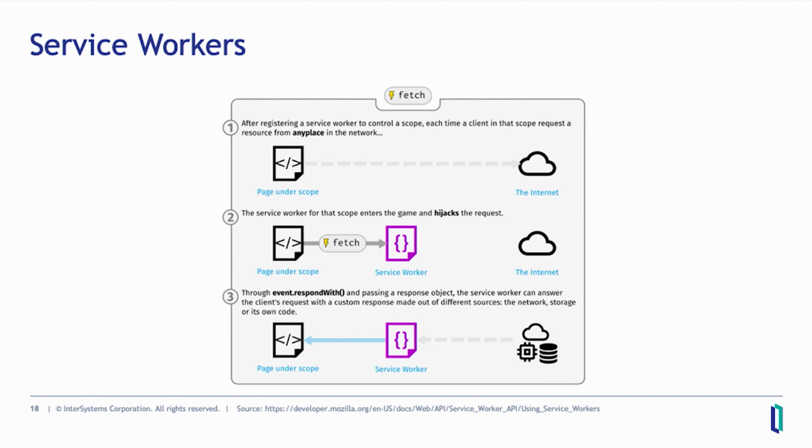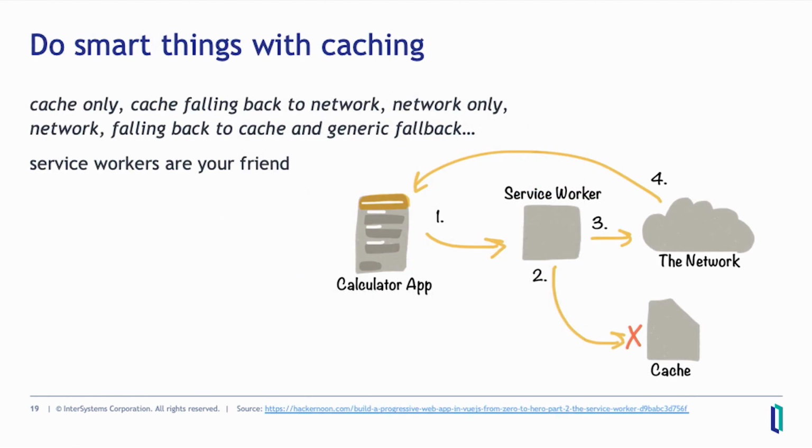Number one, after registering a service worker, which you get out of the box, each time a client in that scope requests a resource from any place on the network, the service worker enters into the picture. So you make a request for a web resource from your code, the service worker grabs it, and then the request goes out to the internet. When you first do this in a boilerplate, it doesn't do anything in here. All it does is pass on that request. But there are all these hooks within the service worker for doing different things.